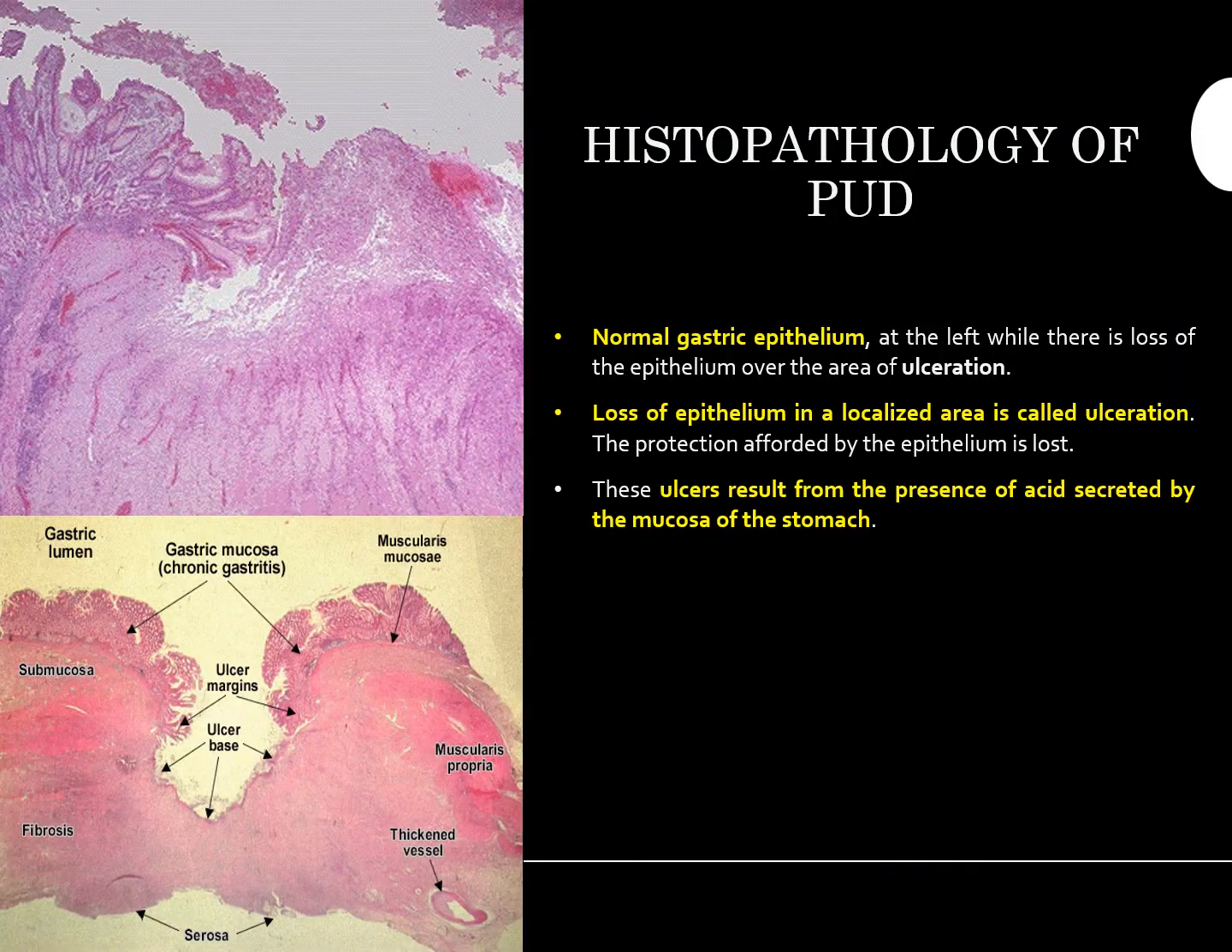Pathophysiology of it. Okay, histopathology of peptic ulcer disease. Normal gastric epithelium is at the left, while there is loss of the epithelium over the area of ulceration. This also results from the presence of acid secreted by the mucosa of the stomach.